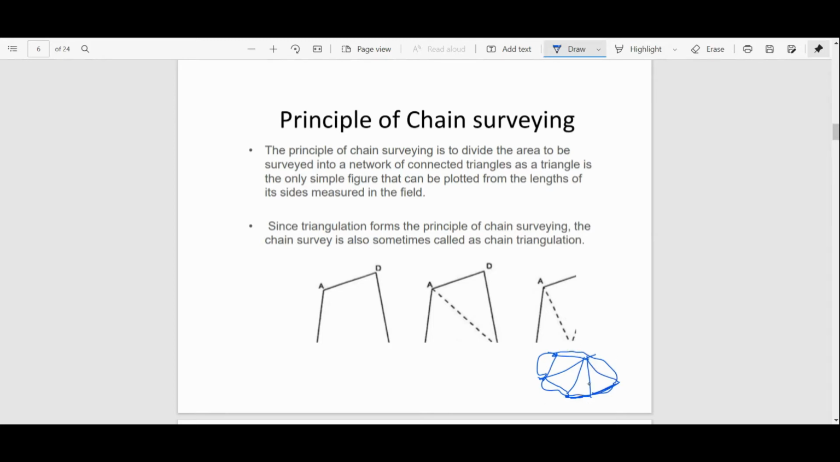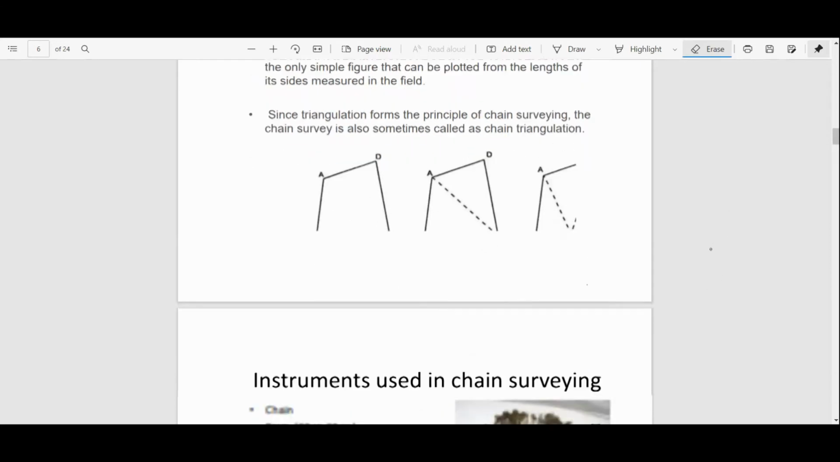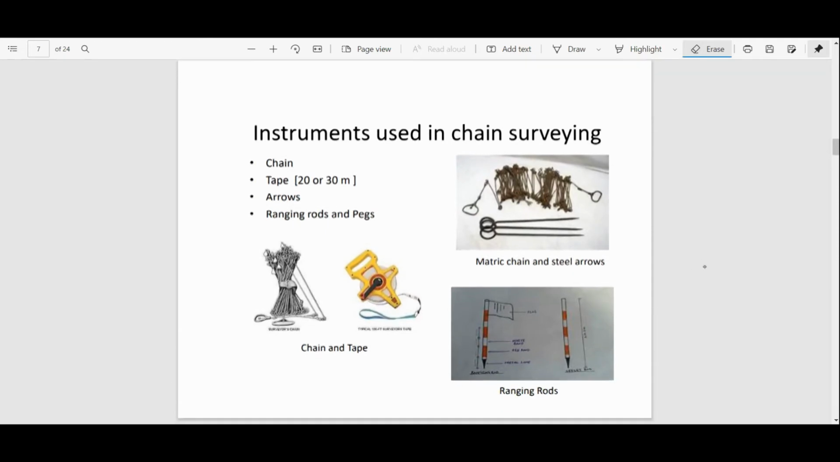So triangulation is the basic principle of chain surveying. You should remember that the basic principle of chain surveying is triangulation. In triangulation, we measure only linear measurements here. That is the example here. You can see that sides are there and this is divided into triangles again. So triangulation is the basic principle of chain surveying.